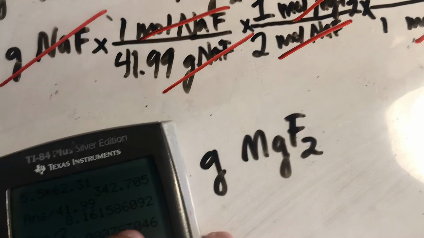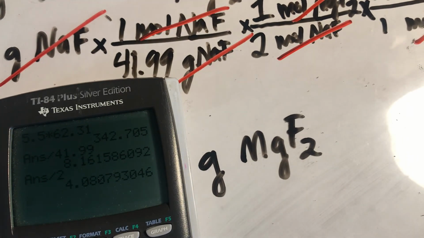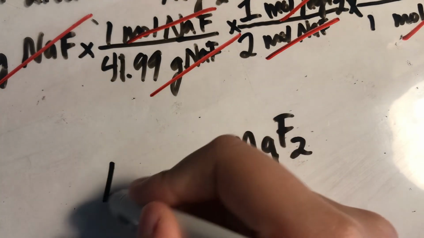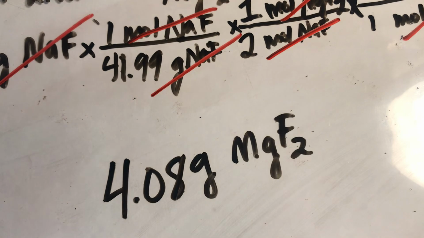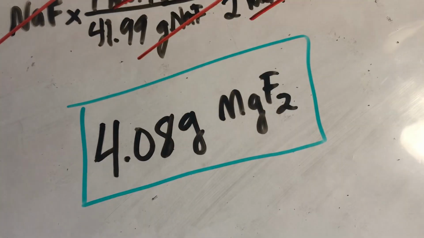Very exciting. So our final answer is going to be 4.08 grams of magnesium fluoride. Oh no, this needs to be in blue. Yeah, there we go. Of magnesium fluoride. So that is how you do that problem. Hopefully this was helpful. Catch y'all later.